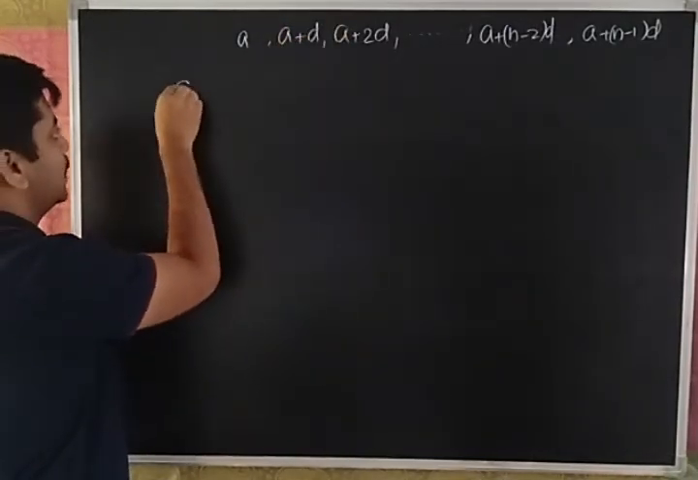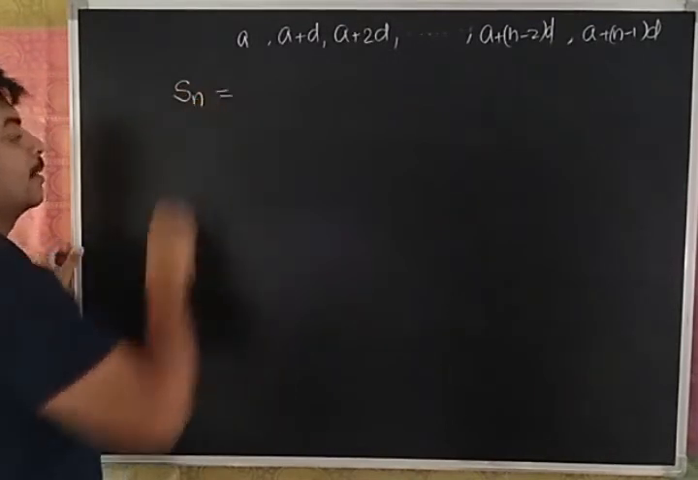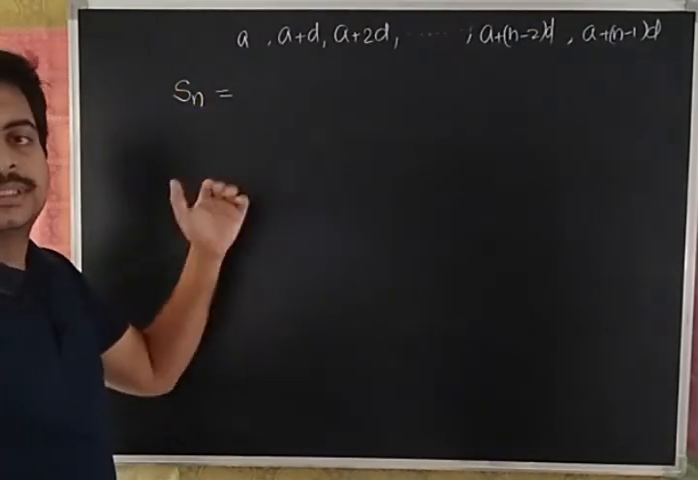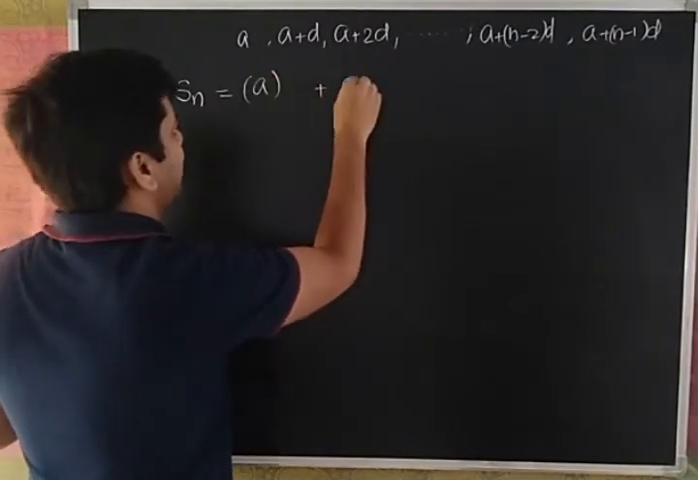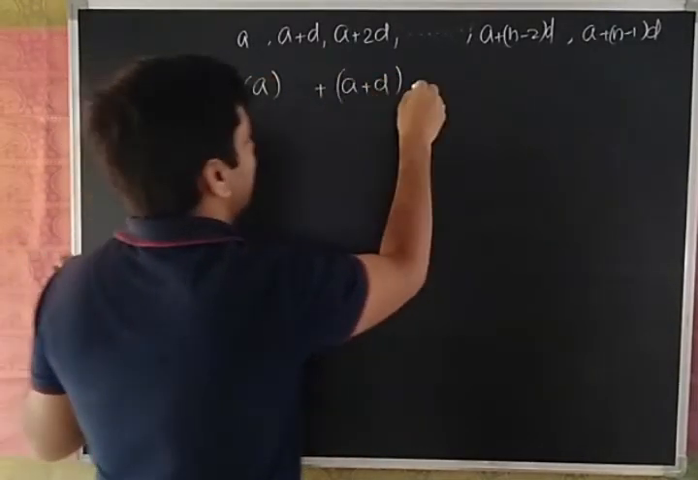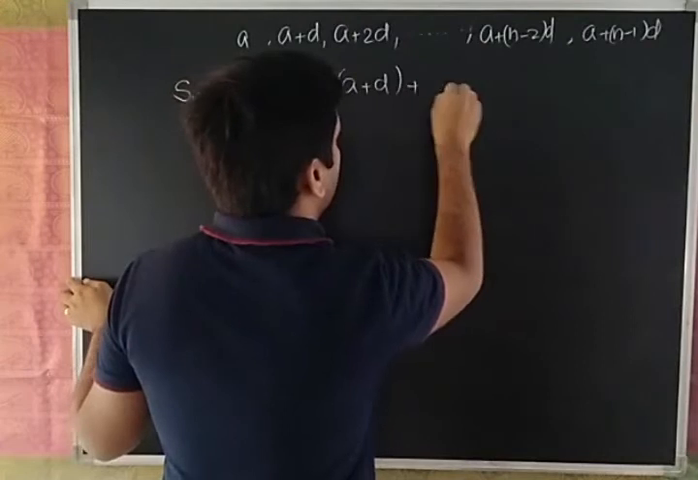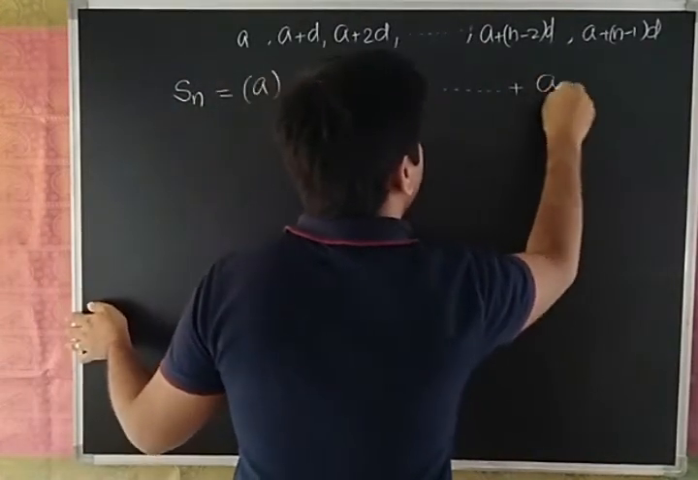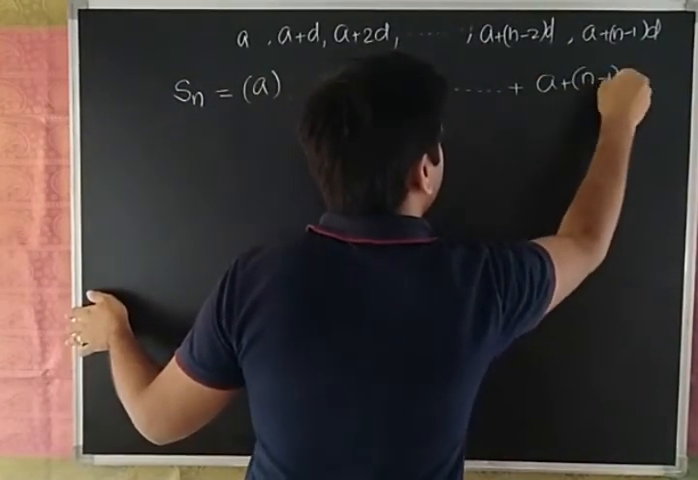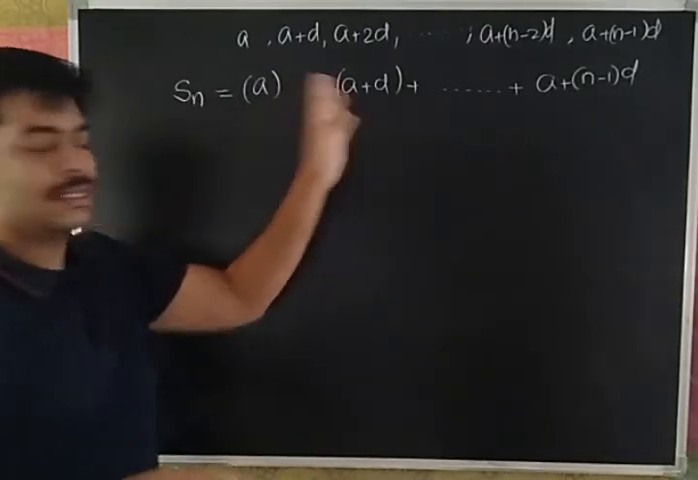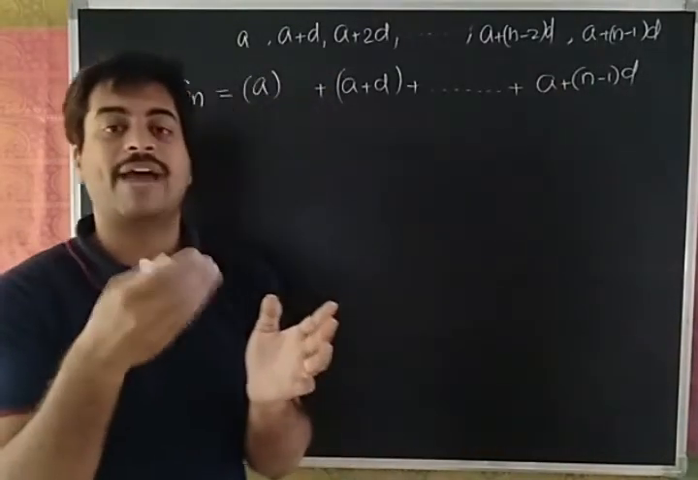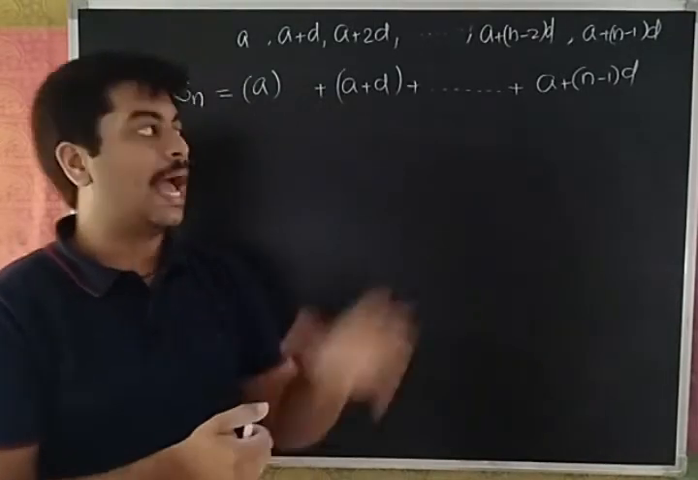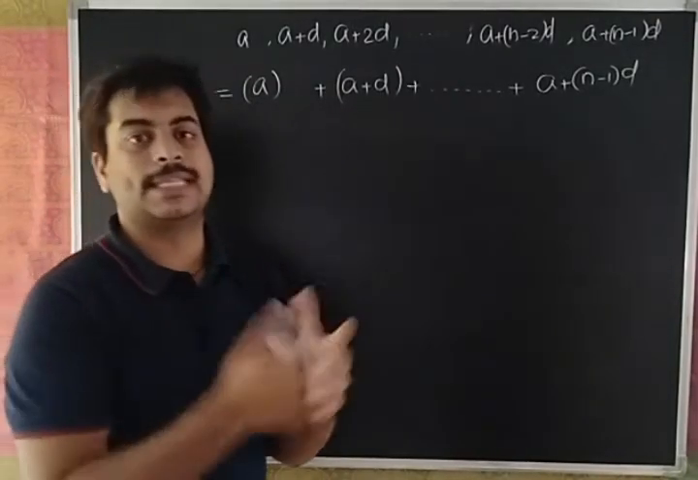So I will represent Sn. What is the meaning of Sn? Sum to n terms. That means it is A plus A plus D plus A plus 2D and so on, till the last element A plus n minus 1 into D. How many terms are here? Can you tell me? This is the nth term, students. Nth term means we are having n terms in that.